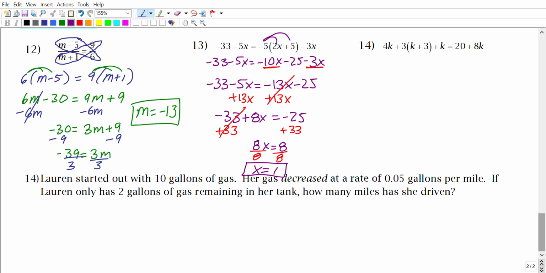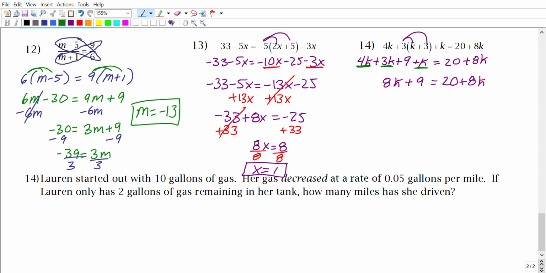All right, guys, let's go ahead and look at these two problems and see if we can finish up. So right away, I see the parentheses, so I'm going to distribute. So I get 4k plus 3k plus 9 plus k equals 20 plus 8k. My next goal is to go ahead and combine any like terms. You see some like terms here, and I think that's it actually. So 4k plus 3k plus 1k is 8k plus 9 equals 20 plus 8k.